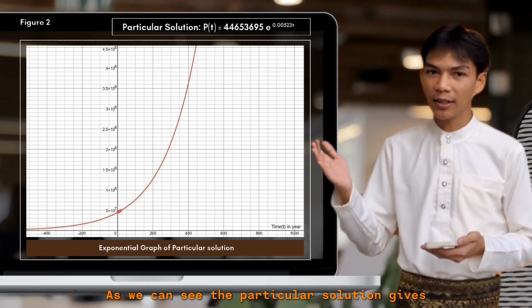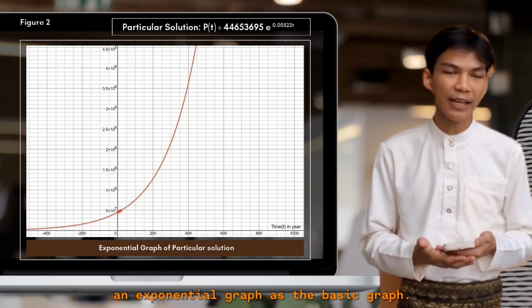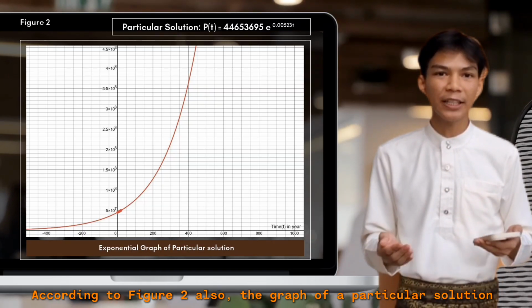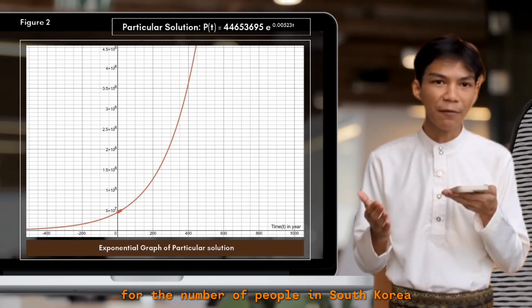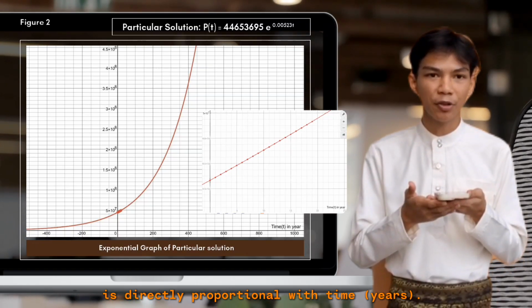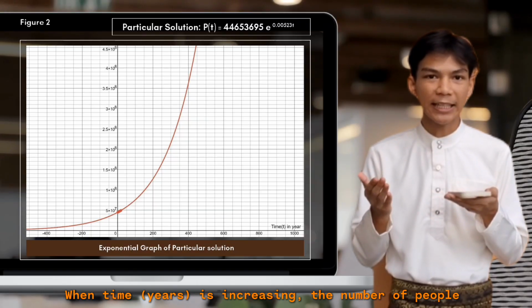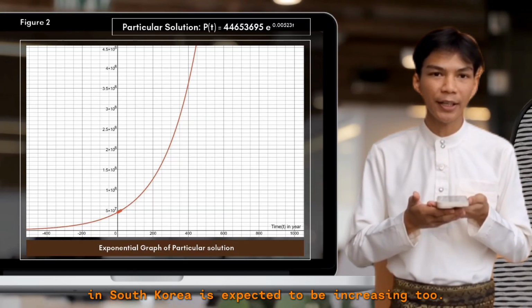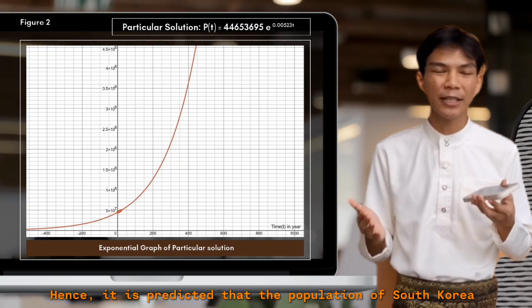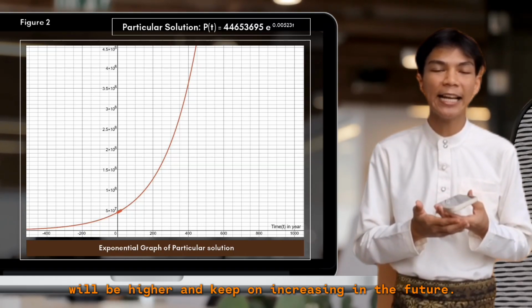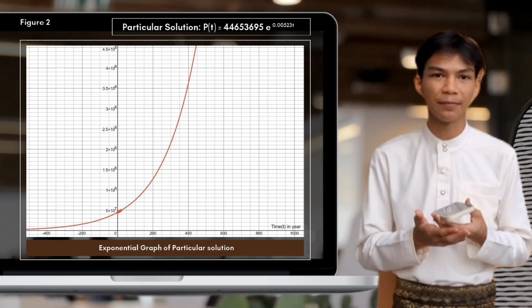As we can see, the particular solution gives an exponential graph as the basic graph. According to figure 2 also, the graph of a particular solution for the number of people in South Korea is directly proportional with time. When time is increasing, the number of people in South Korea is expected to increase too. Hence, it is predicted that the population of South Korea will be higher and keep on increasing in the future.